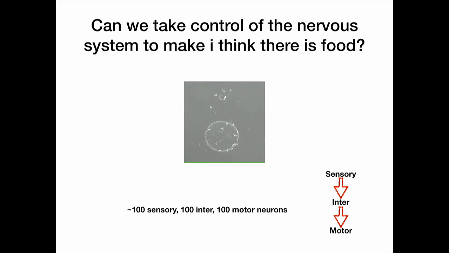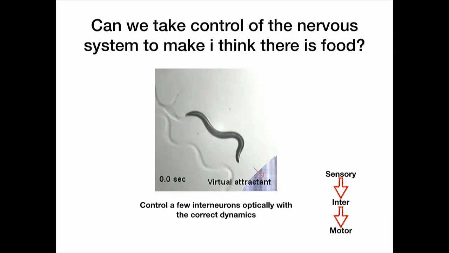The question is, can I just poke around with the internal wiring of this animal to make it think there is food and walk towards food, right? So here are animals moving towards food. I don't want any food there. I just want to play around with the brain of the animal, make it think there is food, and go. And we've actually done it, and I'll show you a movie here. And I'll show you how we do it as we go along with the talk. We're playing around with neural activity inside the animal with precisely the right dynamics and the right neurons. The animal is going to think that there is food in this direction.